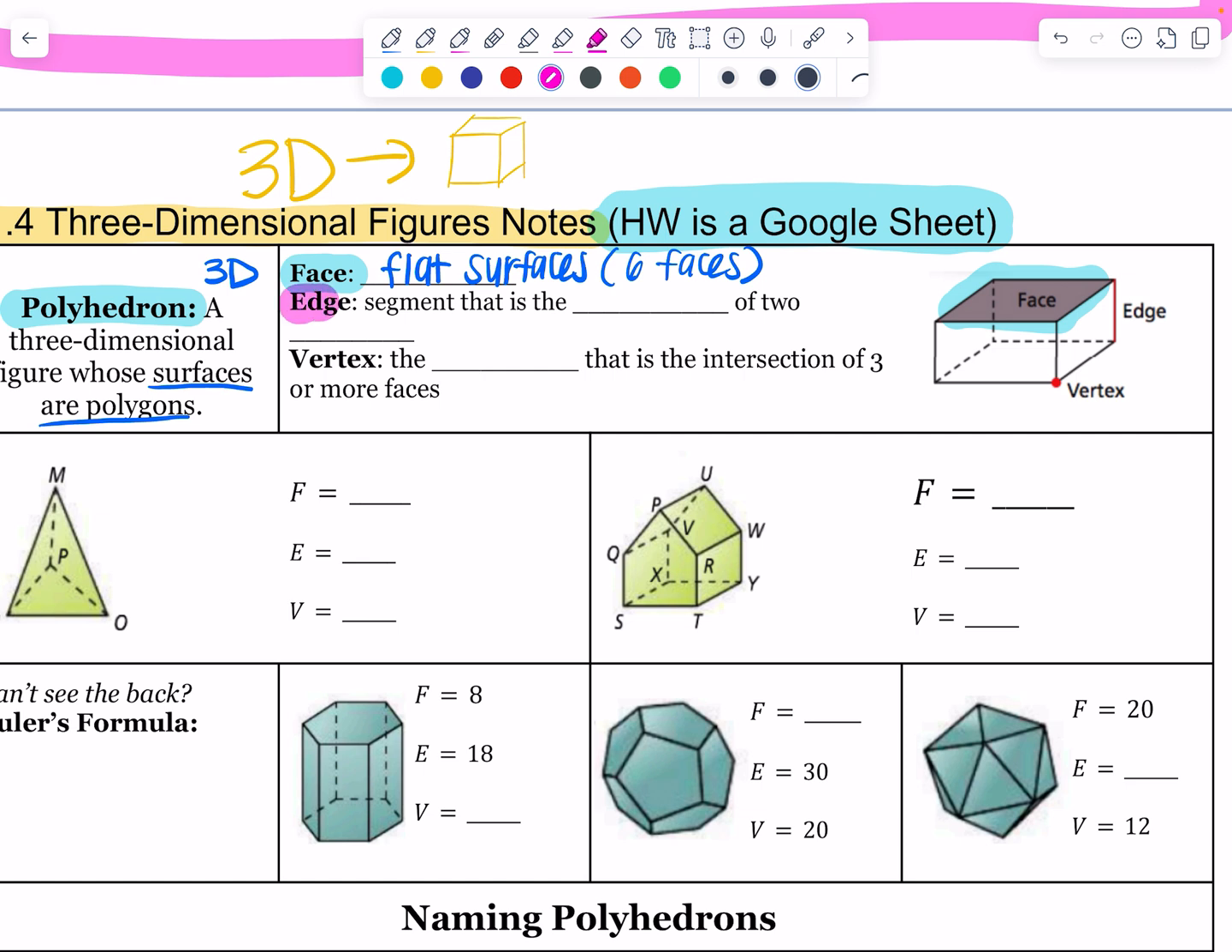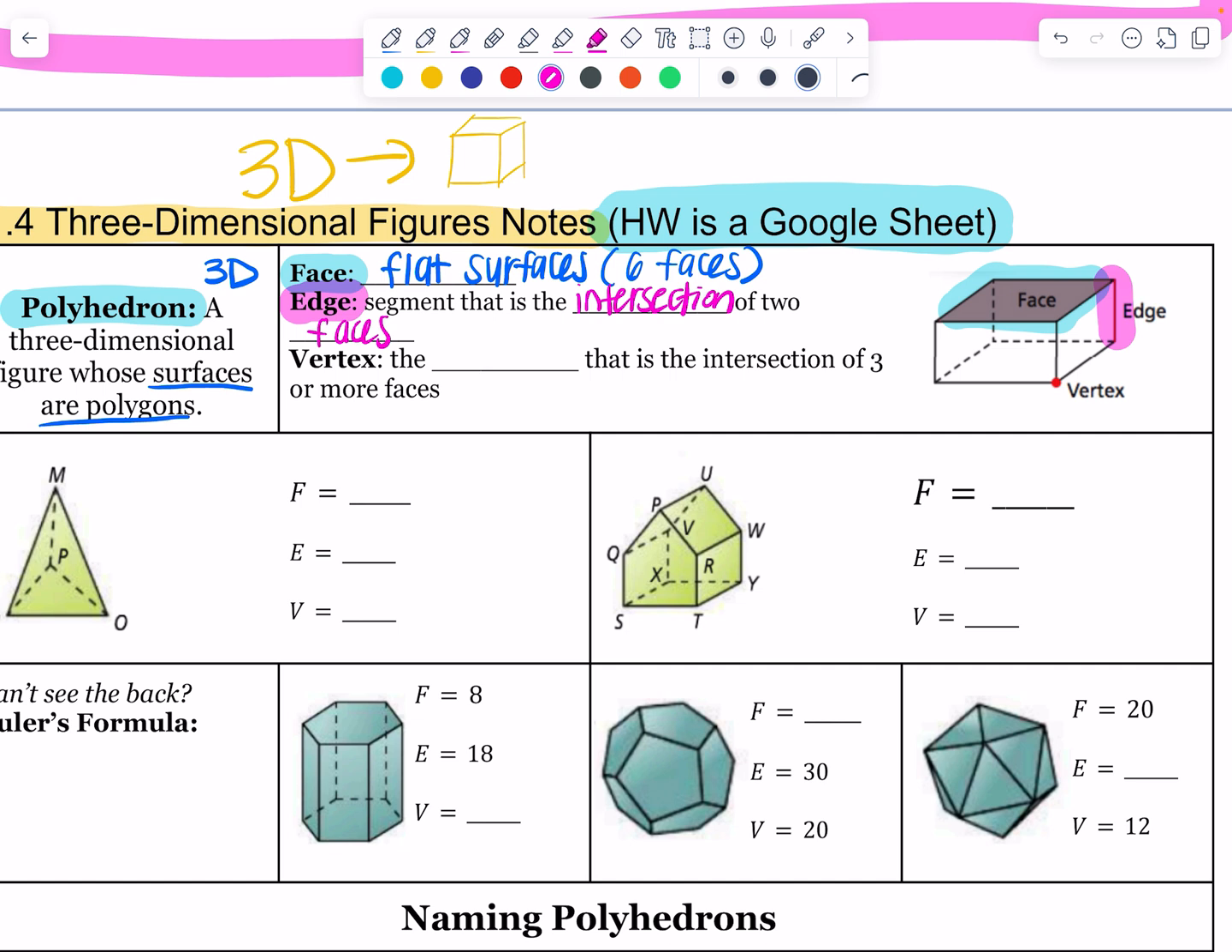All right, what about the edges? An edge is going to be a segment that is the intersection, or the crossing point, of 2 faces. So whenever I have 2 faces crossing, I get an edge, okay? So that is going to be one-dimensional. An edge is going to be the edge of something. Y'all have seen that before. You can look at the edge of your paper right now. An edge is the segment that is the intersection of 2 faces.